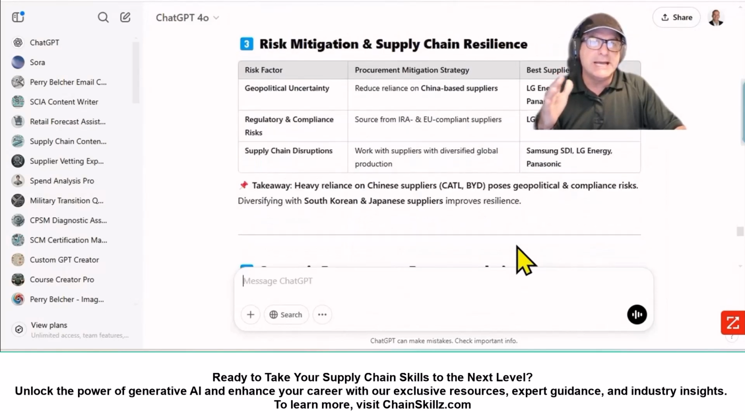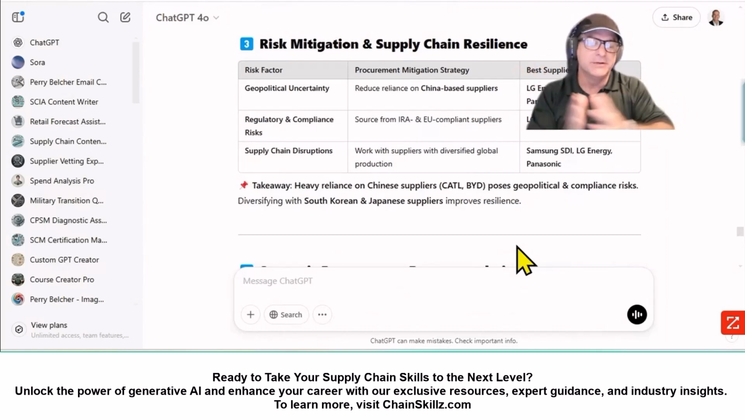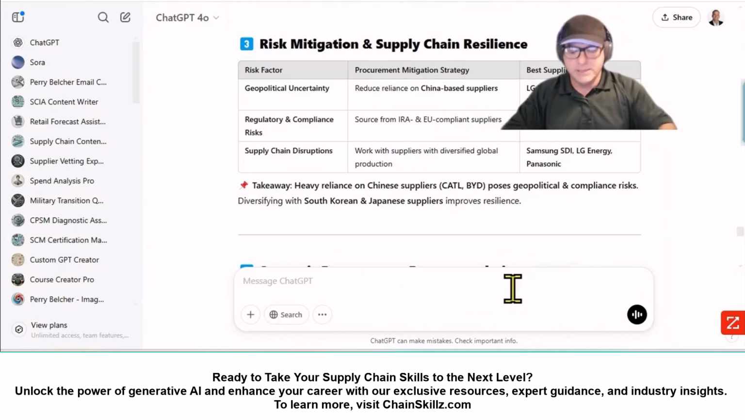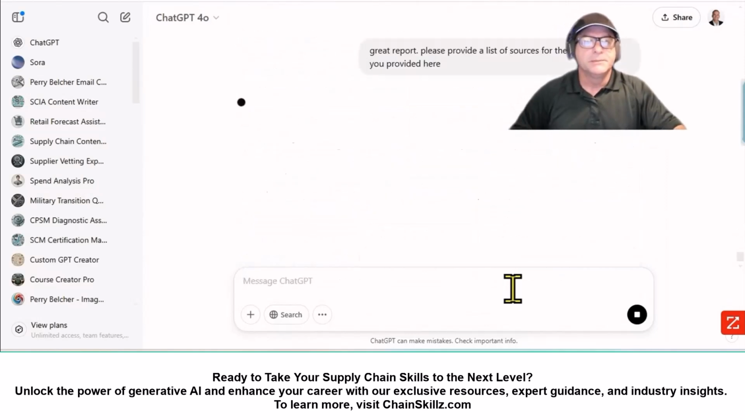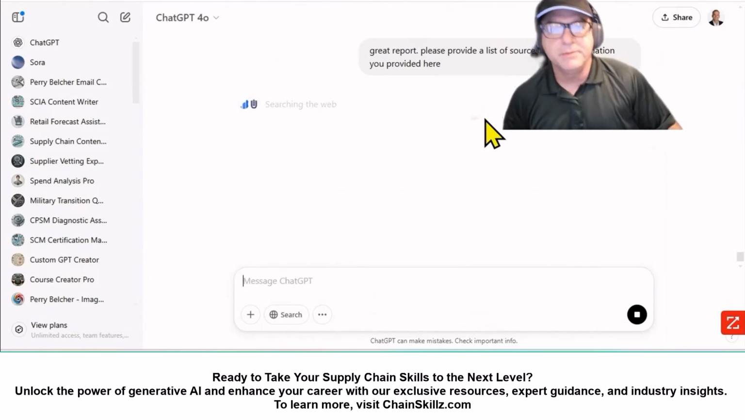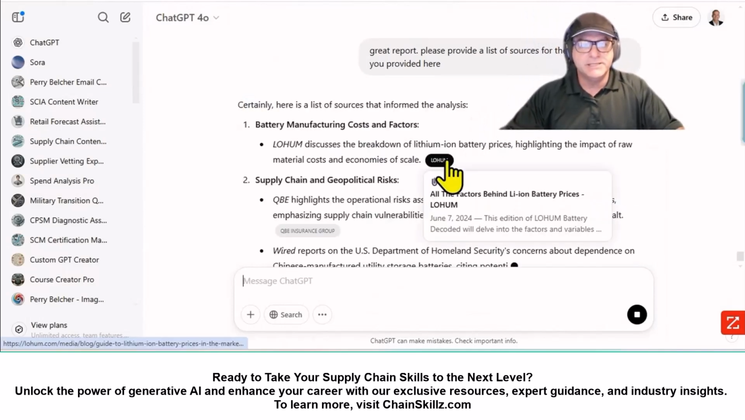If anyone says, well, the AI says so, we want to grin and smile and say, I understand. However, did you ask the AI where it found its information? Did you validate the information it was giving you? And it's really simple, right? We just go in here and say, hey, great report. Please provide a list of sources for the information you provided. Boom. Now it's going to go through and it's going to give me the actual sources. As you can see, it's giving me the actual links.